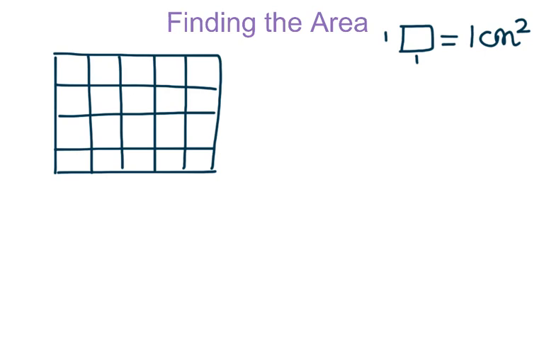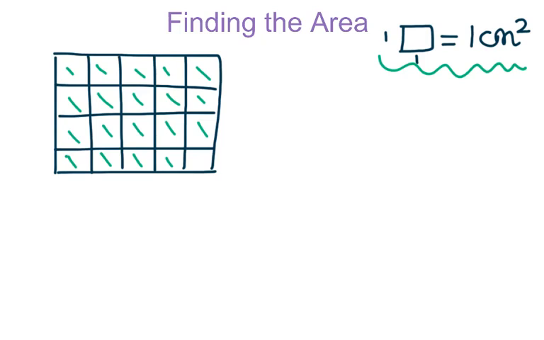As we are presuming that one square is equal to 1 centimetre squared, if you count each of the squares that we have in that shape, you can see that we have 1, 2, 3, 4, 5, 6, 7, 8, 9, 10, 11, 12, 13, 14, 15, 16, 17, 18, 19, 20. So the area, which I represent with an A, is 20 what? What was our unit for area? That's right, centimetres squared.